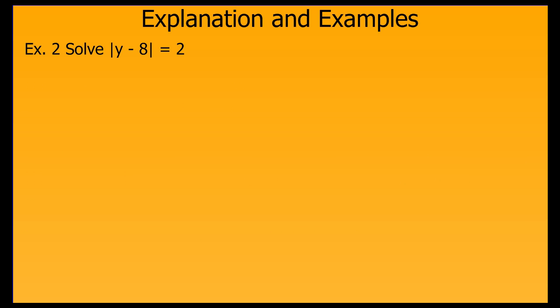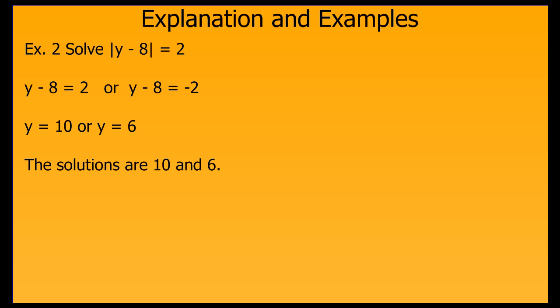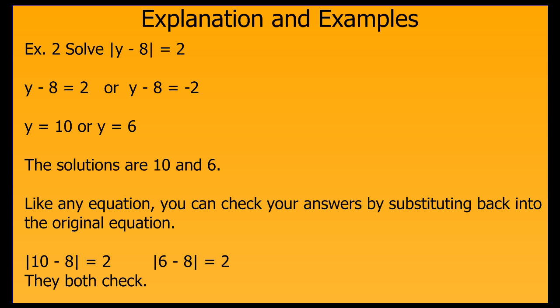Let's try another example. The absolute value of the quantity y minus 8 is equal to 2. Since my absolute value expression is already isolated, I can set up my two equations. Y minus 8 equals 2, or y minus 8 equals negative 2. Those are both pretty easy to solve, giving us y equals 10 or y equals 6. Like any equation, you can check your solutions by substituting them back into the original equation. In this case, they both work. So therefore, they're both solutions to this equation.